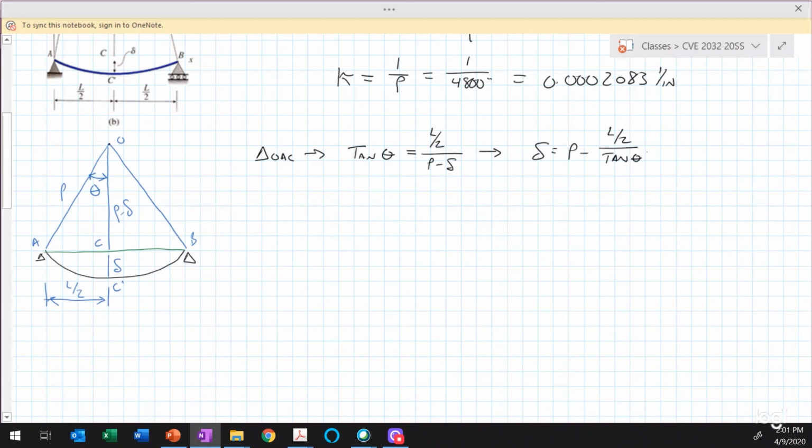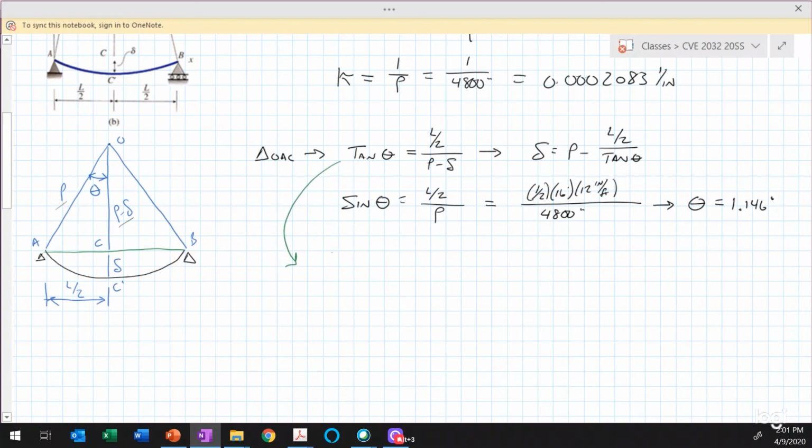Now from the same triangle, I can also write that the sine of theta is equal to L over 2 divided by rho. It's equal to adjacent over hypotenuse. The adjacent is here, the hypotenuse is there, so we end up with that. So I can do some substitution there. I know that the span length is given in the problem statement as 16 feet. There are 12 inches in every foot. And then we can divide by the radius of curvature. We solved for that as 4,800 inches. Then we can take the arc sine and we can determine that the angle theta is equal to 1.146 degrees.